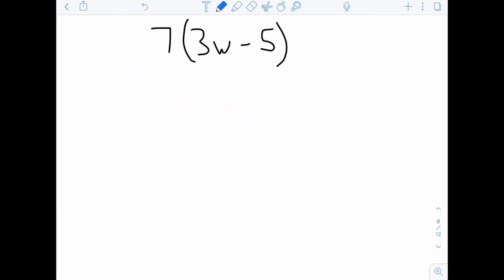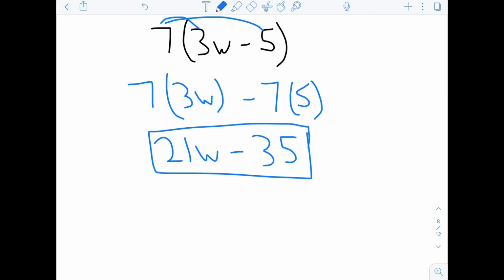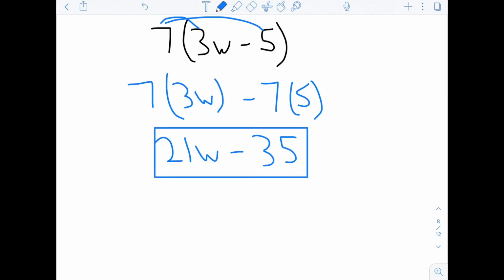So let's do an example. Let's rewrite this expression using the distributive property, and then simplify. We could distribute the 7. So that's going to equal 7 times 3w minus 7 times 5. So 7 times 3w is 21w, and 7 times 5 is 35. So it's going to equal 21w minus 35.